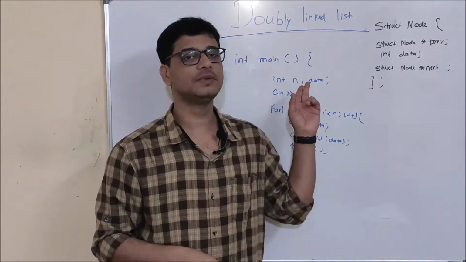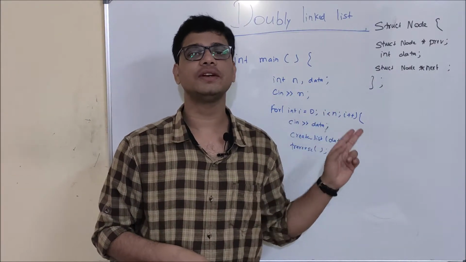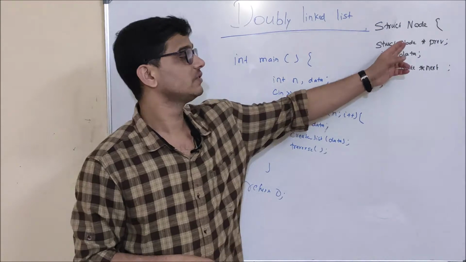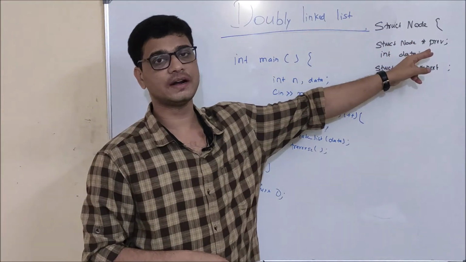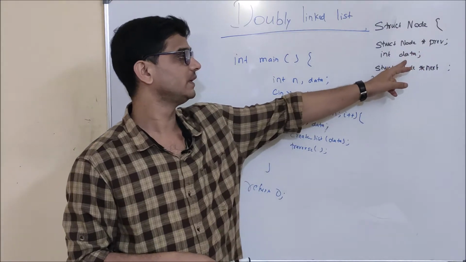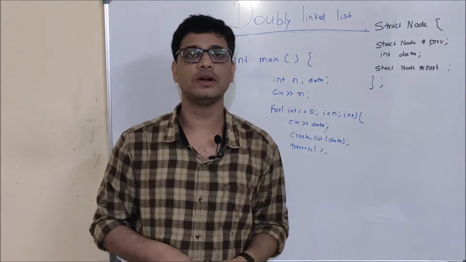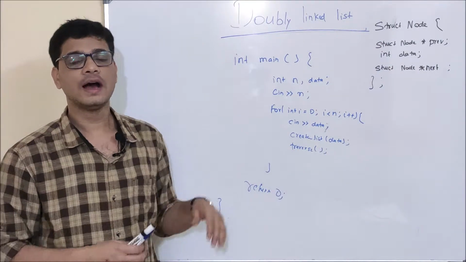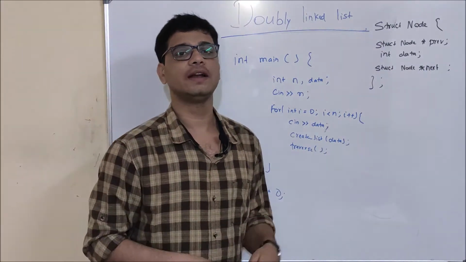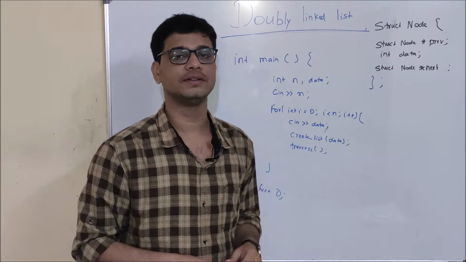Hello friends, in today's video we are going to see doubly linked list creation. First of all, as you can see here, this is our definition of a node of a doubly linked list. It contains three parts: the first part is the previous pointer, the second part is the data field, and the third is the next pointer. If you don't know what this is, then please watch my last video. I have shared the link in the description, and also in the I button.